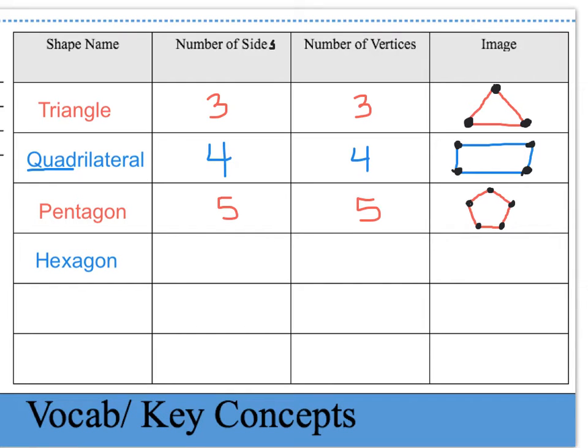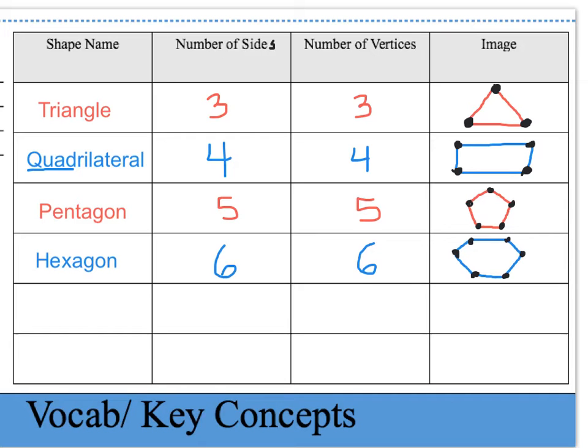Our next shape is called a hexagon. A hexagon has 6 sides and 6 vertices. So this is what a hexagon looks like. 1 side, 2 sides, 3 sides, 4 sides, 5 sides, 6 sides. And then the vertices are labeled with the black dots. There's 6 vertices on a hexagon.